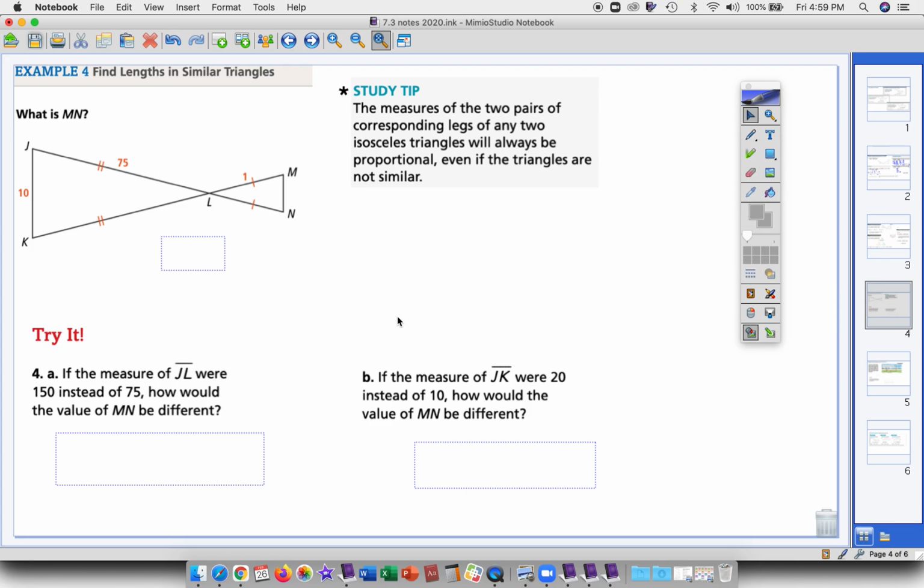Okay, so here we do have similar triangles, right? Because in addition to those congruent legs, the vertex angles are vertical angles, so they are congruent. So we actually have side angle side here. So setting up a proportion, why don't you go ahead and stop the video, try that. While you're at it, using the same diagram, you can respond to Try It 4A and 4B, and then come back when you're done and we'll compare our answers.